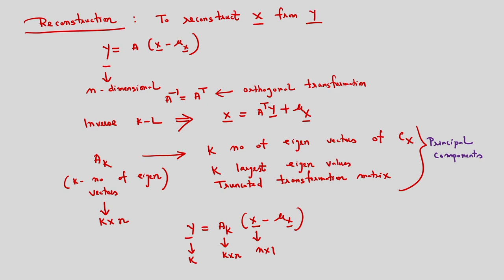Now how to do the reconstruction? Let us move to the next slide. So how to do the reconstruction of X from Y? If I want to reconstruct X from Y, we will not be able to get the perfect reconstruction, because we are not considering all the eigenvectors for constructing the transformation matrix. So perfect reconstruction is not possible. We are getting the approximate reconstruction.